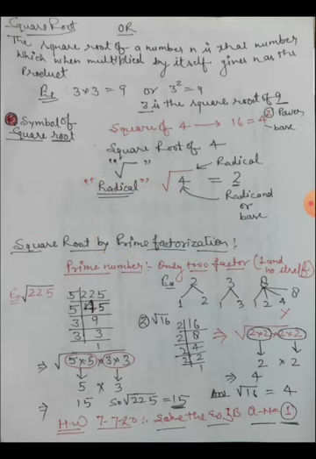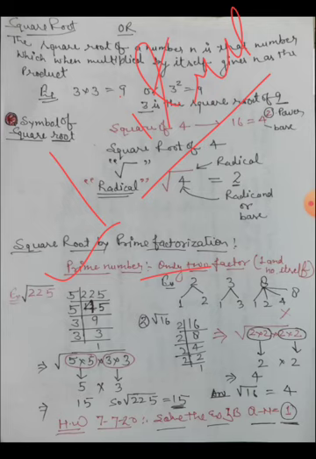Do you know what a prime number is? A number having only two factors: one and the number itself. Like 2. Two has only two factors, 1 and 2. Three has only two factors, 1 and 3. These are prime numbers. 8: 1, 2, 4, 8. But this is not a prime number because 8 has more than two factors. So which type of number is this? Yes, this is a composite number.